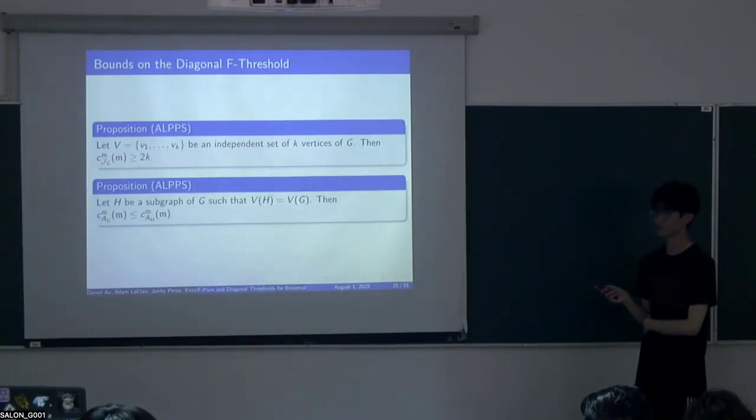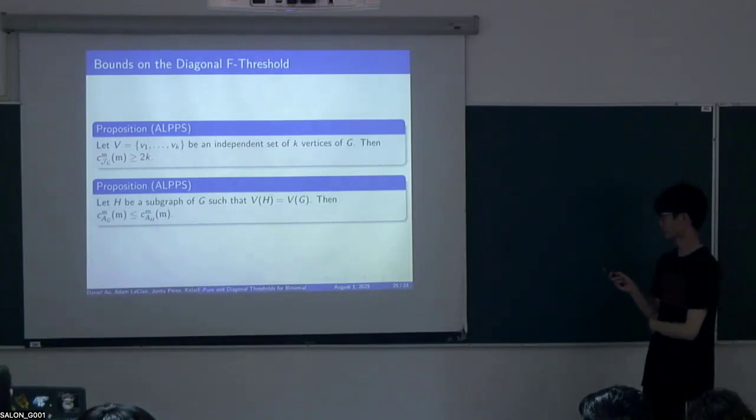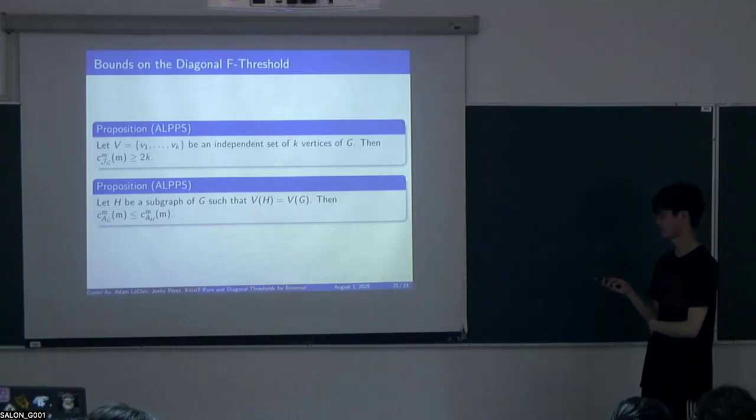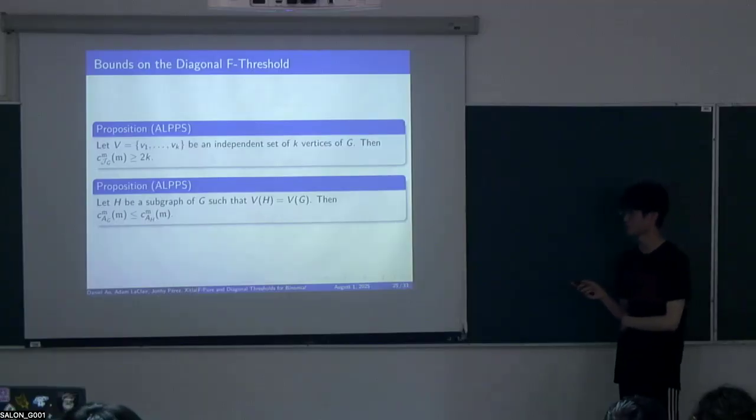And we also have a way of giving upper bounds. So if H is a subgraph of G that has the same vertex set, then the diagonal F threshold for H is an upper bound for the diagonal F threshold of G. And the nice thing about this is that we can often find subgraphs which have components for which we already know how to calculate the threshold. And we'll now see how we can use these to calculate diagonal F thresholds for previous graphs.